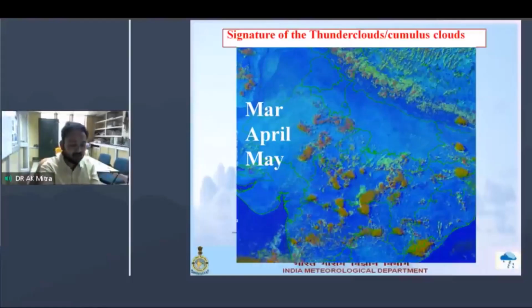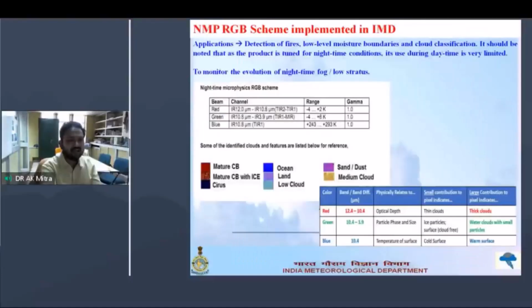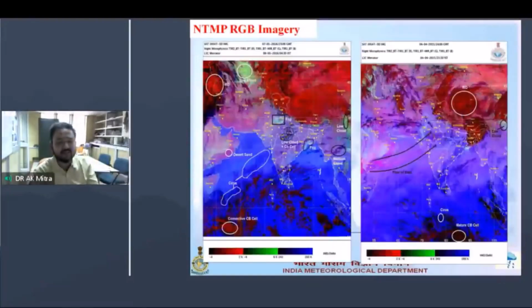The only thing is that you need to analyze it. Now, there is a nighttime RGB also, because at nighttime we do not have visible and SWIR. So detection of fire, low moisture boundaries, nighttime imageries can also be seen like this. So here also you can see, at nighttime, cirrus cloud, desert sand, low cloud, fog, medium cloud. So all this information.